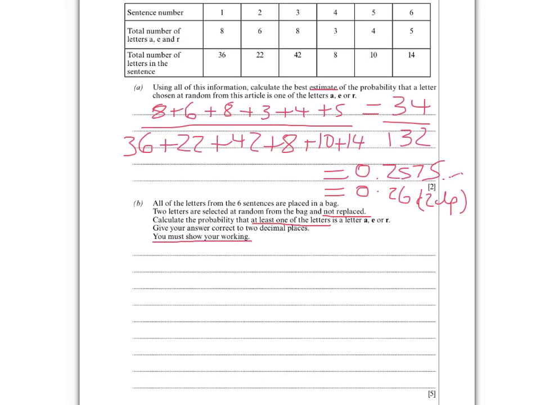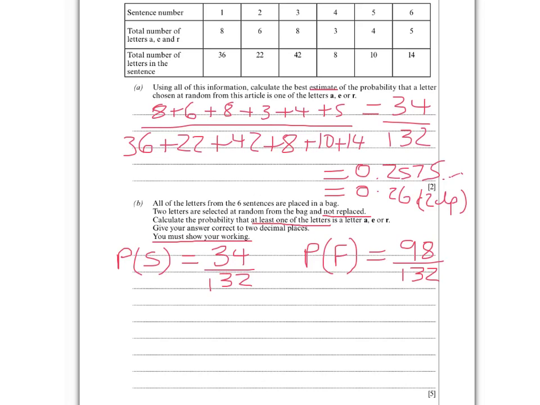So, first of all of the letters from the 6 sentences are placed in a bag, so we know that there's 132 letters altogether. So if we wanted the probability of a success, so a success being that we pick a letter A, E or R. So we know that to pick a letter A, E or R, the probability is 34 over 132. I'm going to call the probability of your failure, so that's not picking a letter A, E or R, whatever's left over. So 132 take away 34 is 98. So the probability of us failing in picking an A, E or R is 98 out of 132.